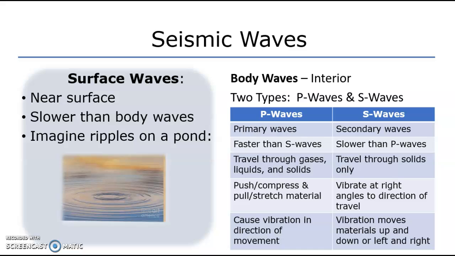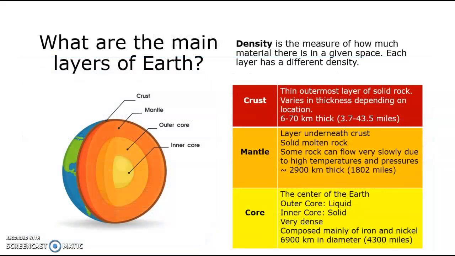S waves are the secondary waves, and they travel only through solid material. They vibrate at right angles to the direction of travel, and the vibration moves materials up and down or left and right. What are the main layers of Earth?